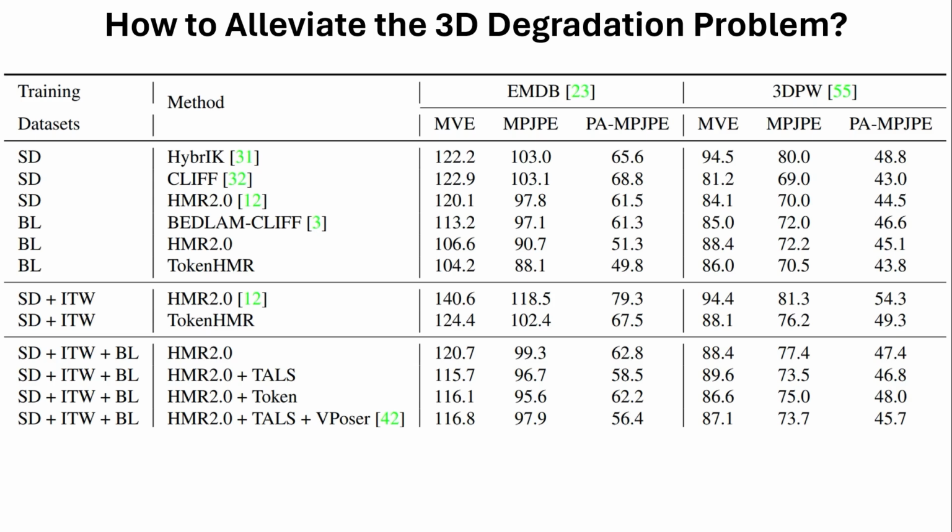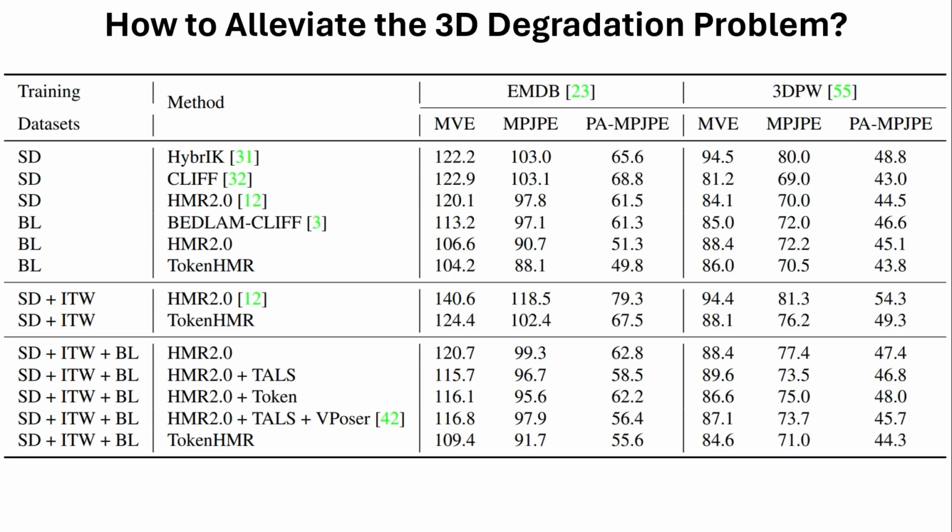So they said, okay, now what if I use TokenHMR, which uses a vector quantized variational autoencoder and the TALS loss function? And now you can see we can get 91.7 millimeters error in mean per joint position error. But again, it is not as good as BEDLAM alone, because with BEDLAM alone, I could get 88.1, which should, of course, be because of the tokenization, not the TALS.